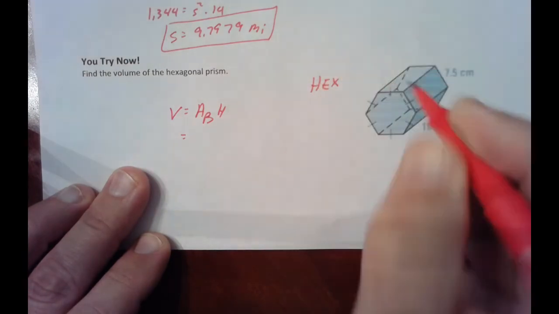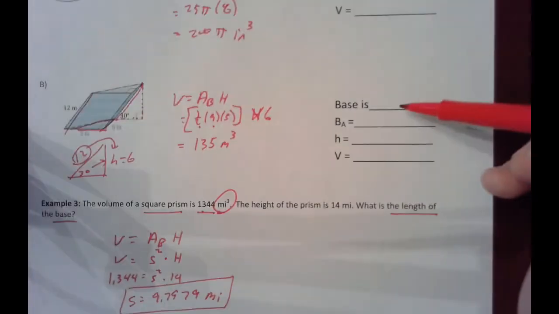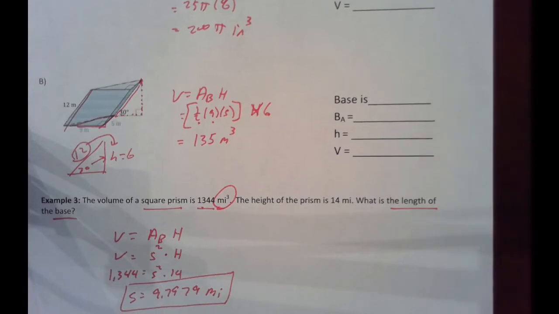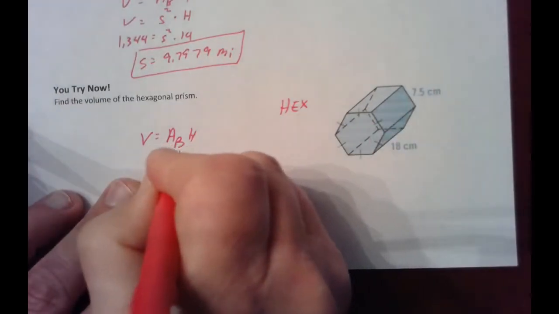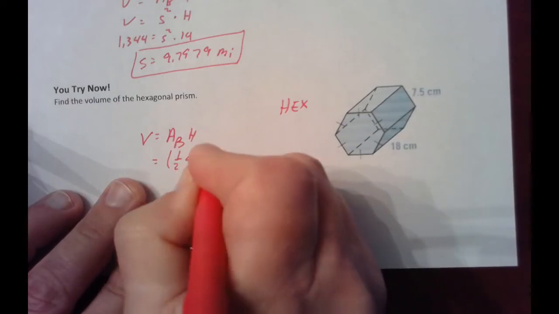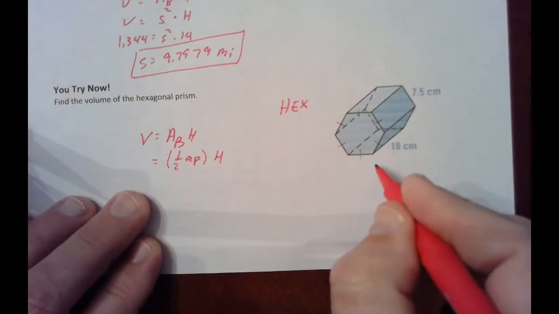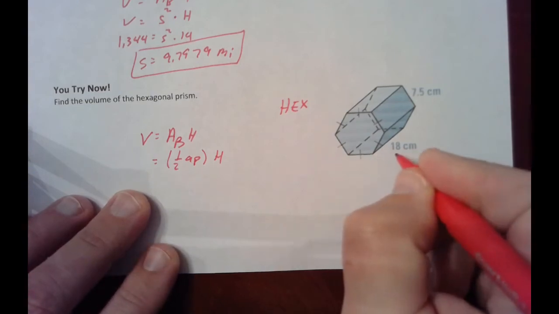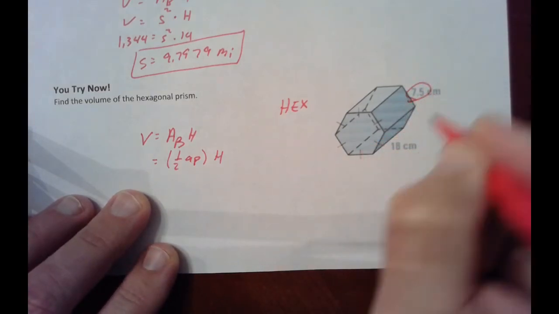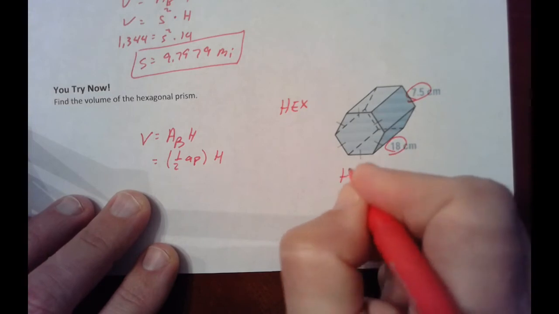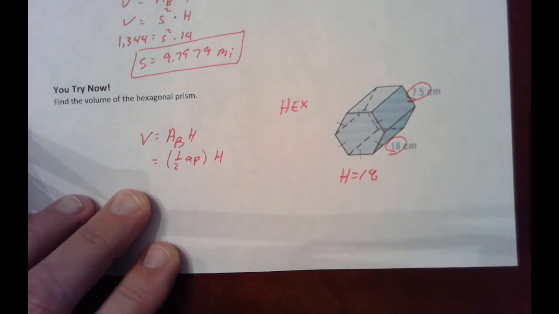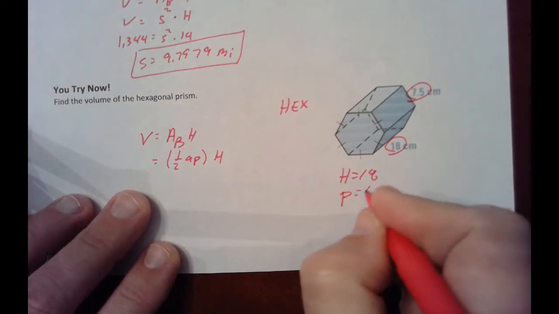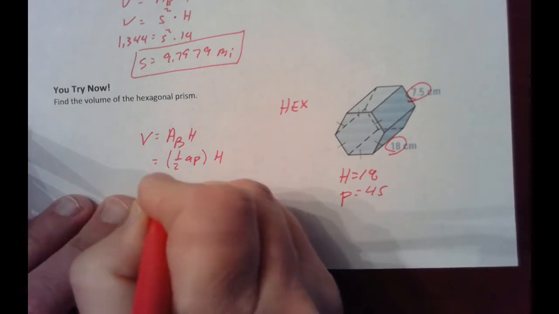If you liked the chart idea from the previous questions, then just make your own chart. There's no magic to the chart. So I know my area here is 1/2 little a p times h. It is a regular figure. So it looks like 7.5 is my side length and 18 is my height. If I take 6 times 7.5, then my perimeter is 45. So the only thing I'm missing is my little a.